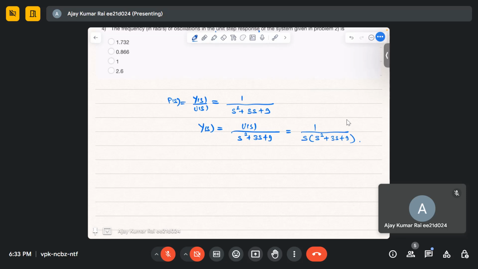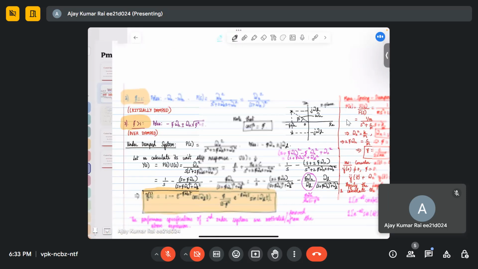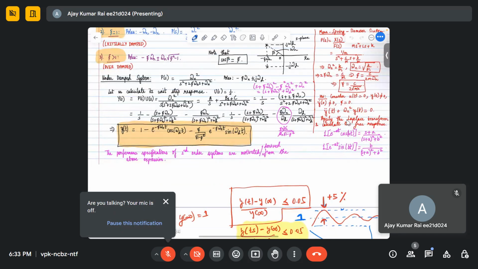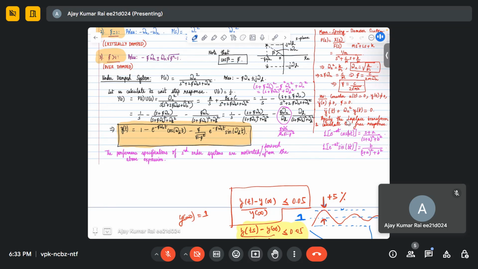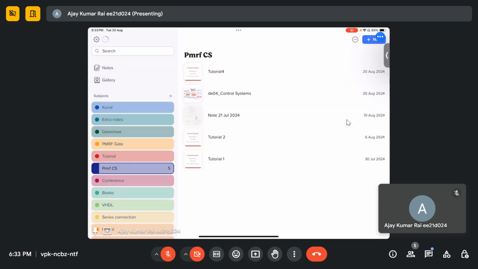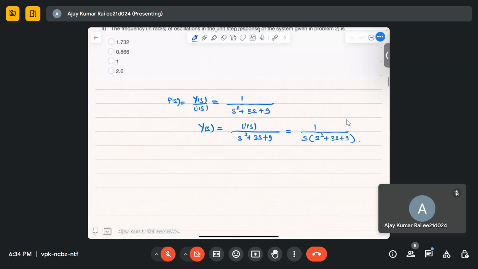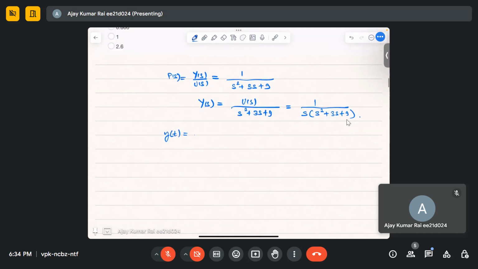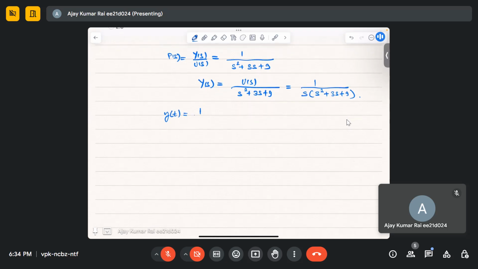If you go to the lectures, this is the same thing that we are trying to find out. So your response will be something like this. Let me write the response. So your y of t will be something like this: 1 minus.